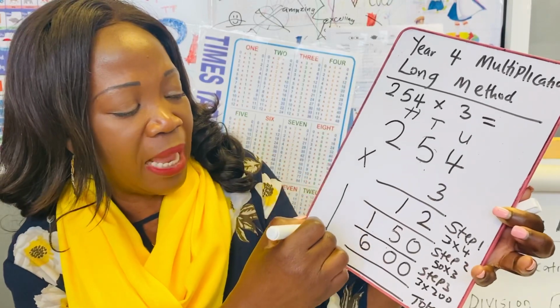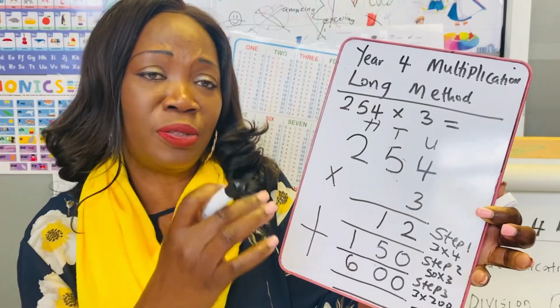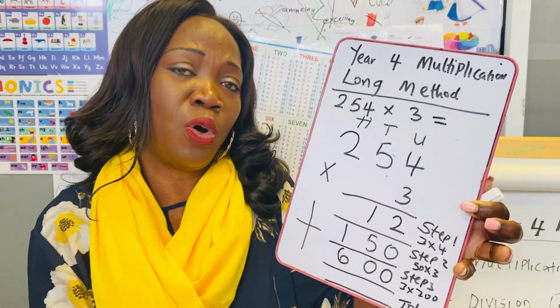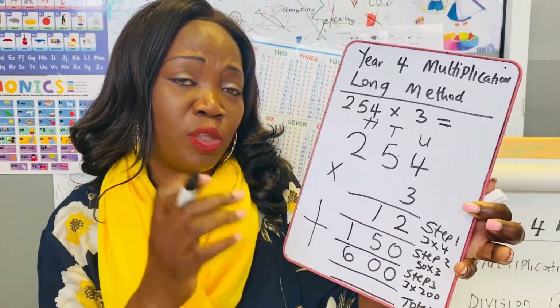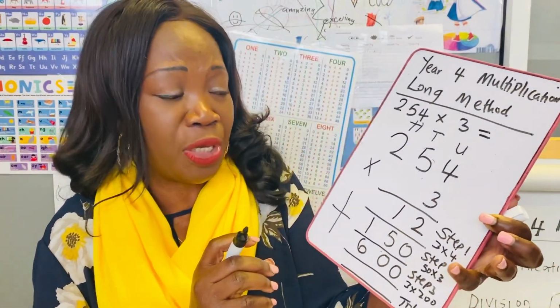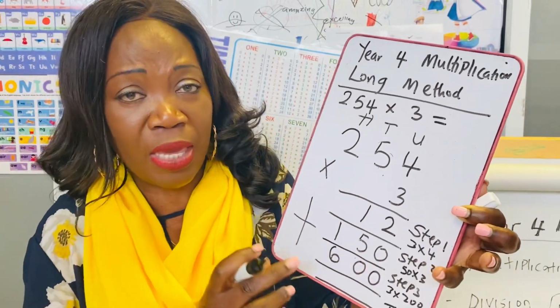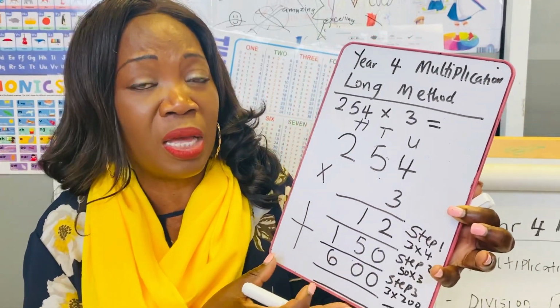So what we do next is we add everything together. You may need to pause this video or watch it over and over again to be able to understand what I'm showing you. It will take time, but you will get it. When you get it, it's the easiest way. It looks like it's very long.